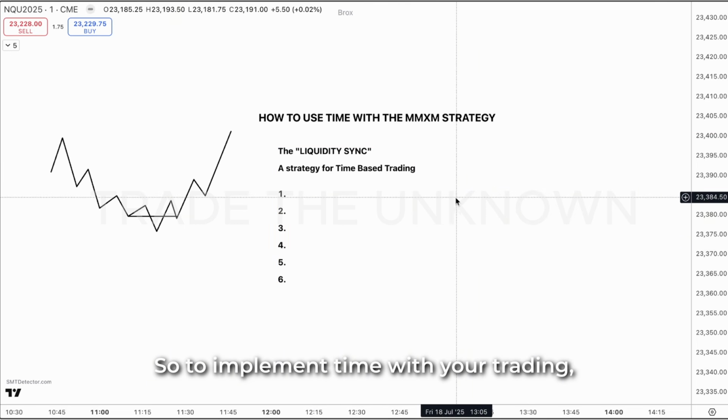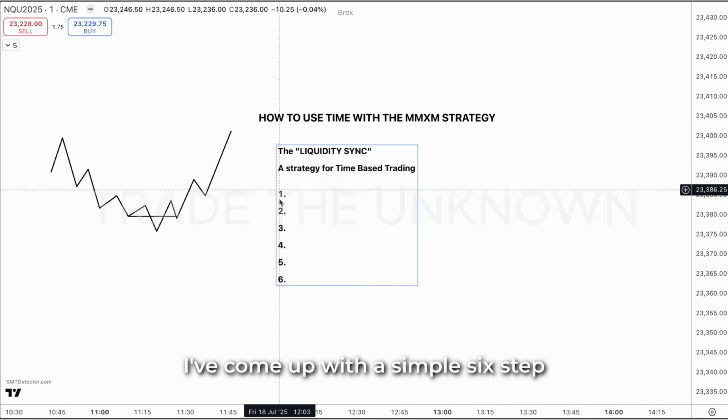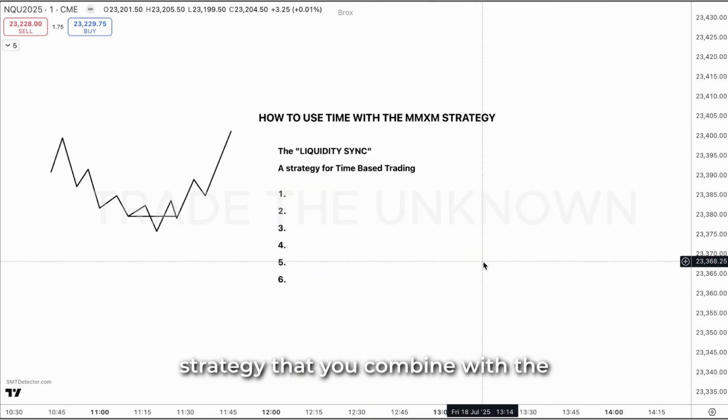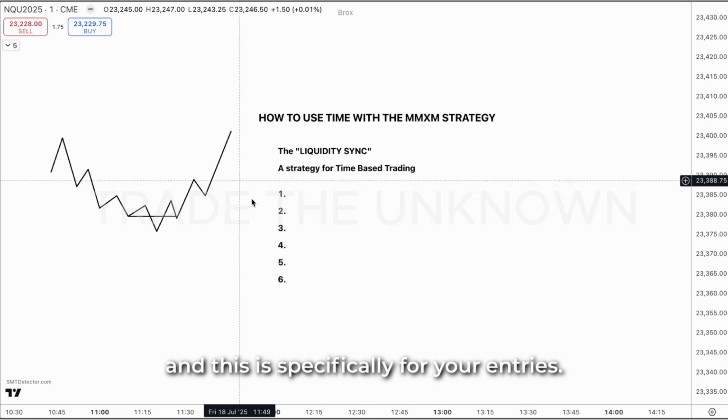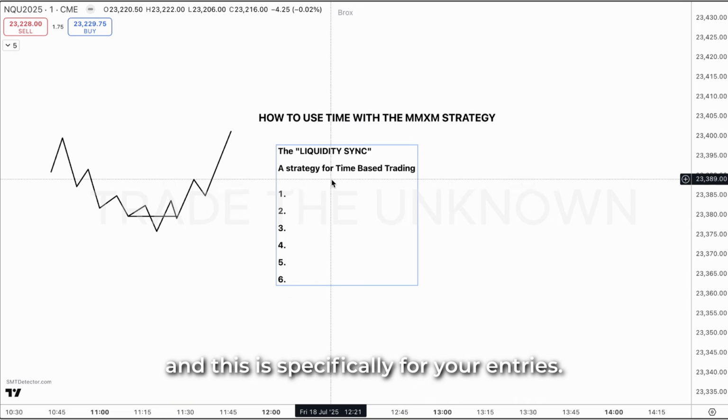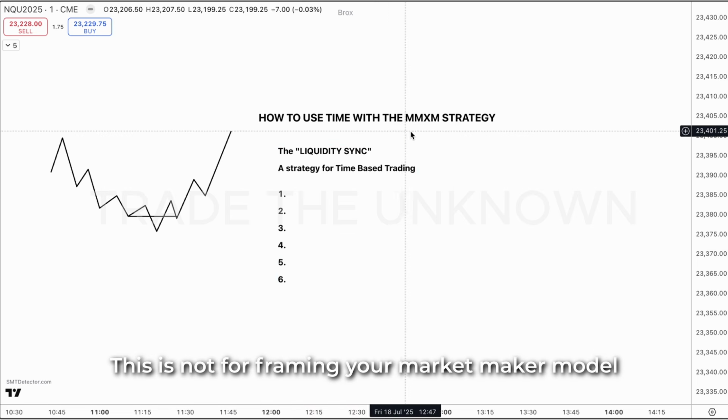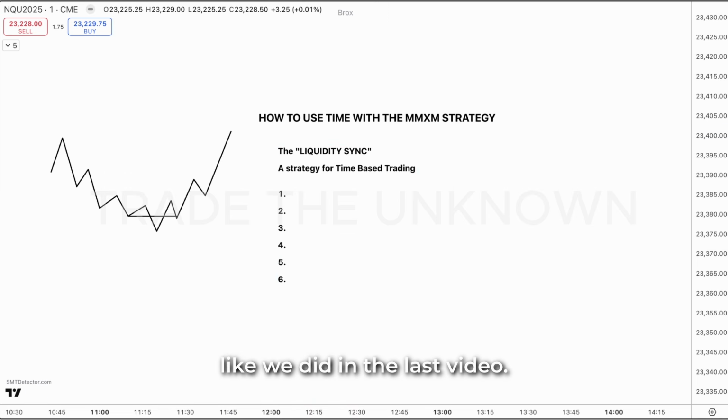So to implement time with your trading, I've come up with a simple 6-step strategy that you combine with the already existing market maker model strategy. And this is specifically for your entries. This is not to look for the higher time frame. This is not for framing your market maker model like we did in the last video. Instead, this is going to be about timing your entries. And that's why I've made this 6-step drill.